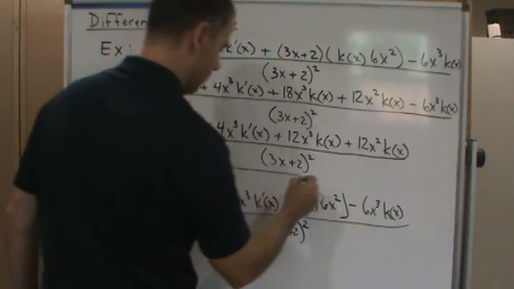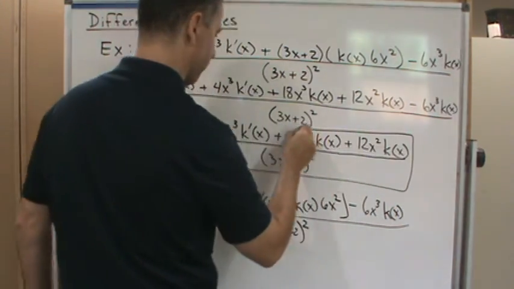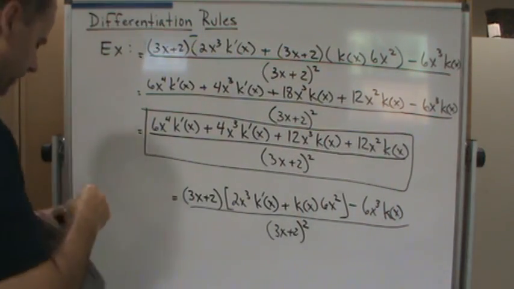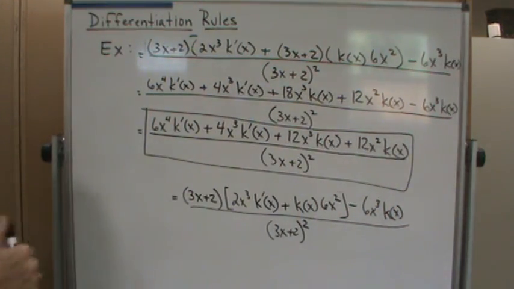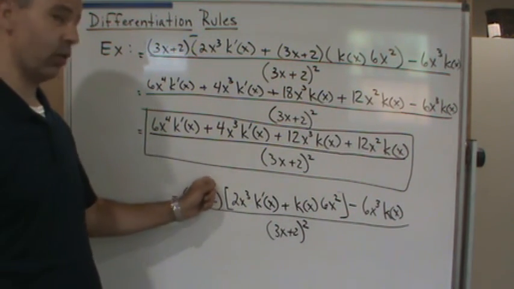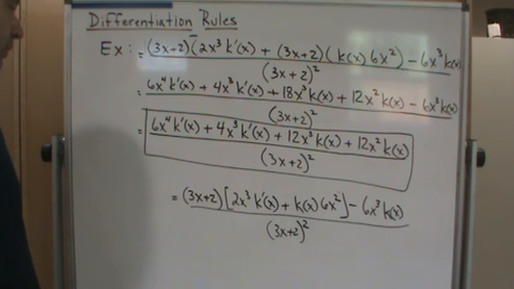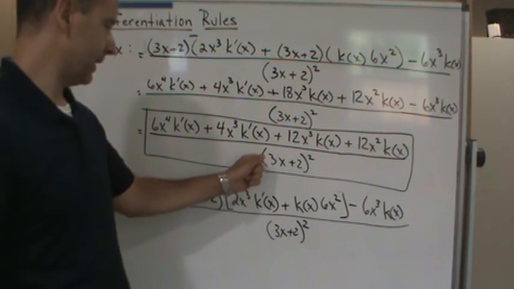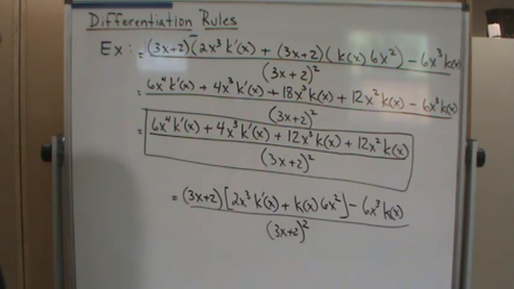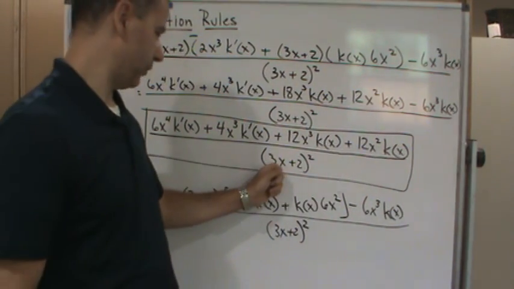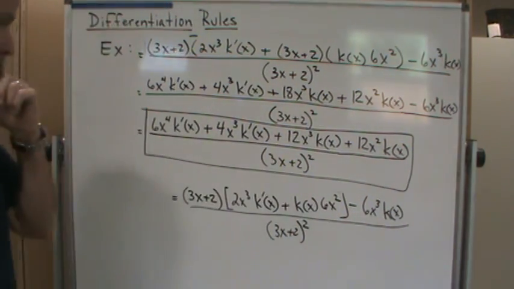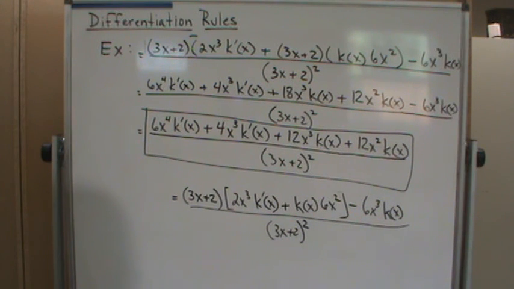So this is where we stop. Okay. So again, sometimes what we end up with isn't nice looking, but as long as it's simplified as much as we can, and again, I did not expand the bottom, and obviously we can't factor out a 3x plus 2 from the top, and so this is the way you would leave it.